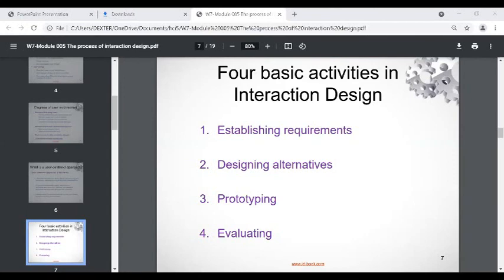Designing alternatives. This is the core activity of designing and is part of the develop phase of the double diamond. It involves proposing ideas for meeting the requirements. For interaction design, this activity can be viewed as two sub-activities: the conceptual design and the concrete design.